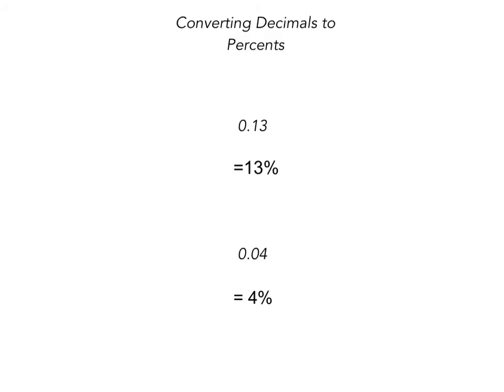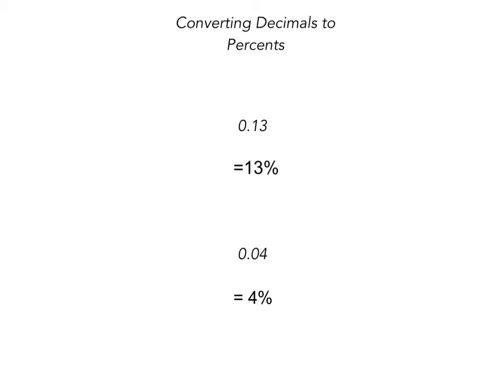Now let's convert decimals to percents. First, we must remember our mnemonic device, Dr. Pepper rocks. Our first example is converting 0.13 to a percent. Let's move the decimal point from in between the 0 and the 1 to after the 3. This creates a percentage of 13%.